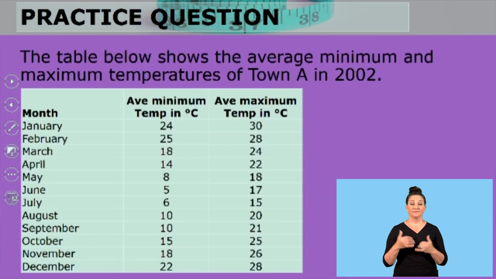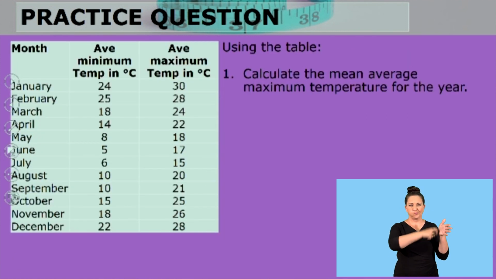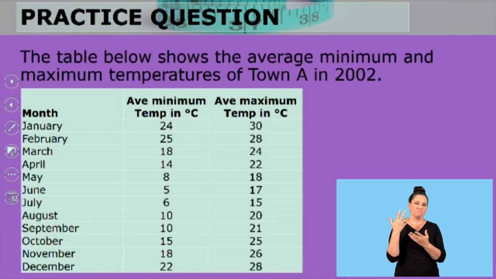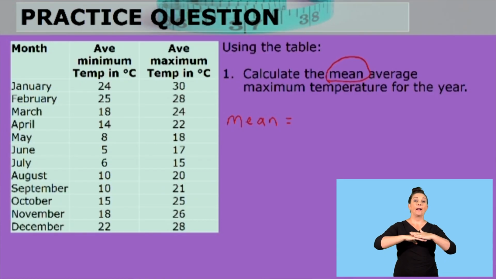Next slide. The table below shows the average minimum and maximum temperatures of town A in 2002. Using the table, calculate the mean average maximum temperature for the year. So there's my word, there's my instruction, mean. That equals the sum of all the values divided by the amount of values that there are. So if I'm looking for the mean average maximum temperature, that column specifically is this column. So what would I do? Add up all those values, divide it by the total amount of values that there are.